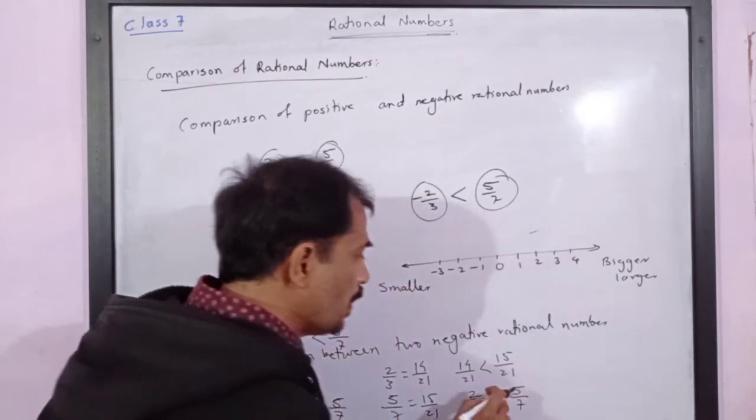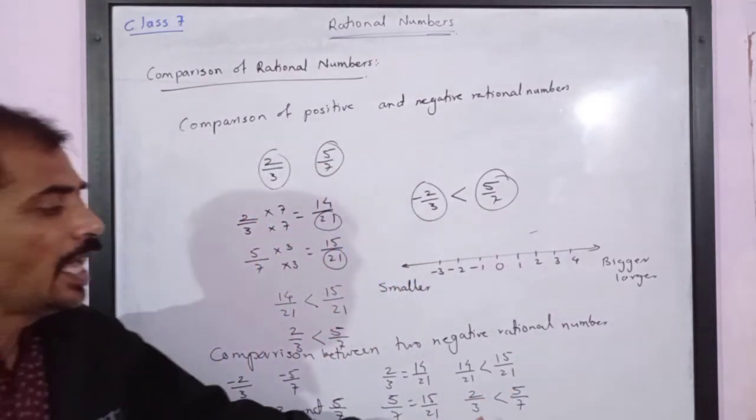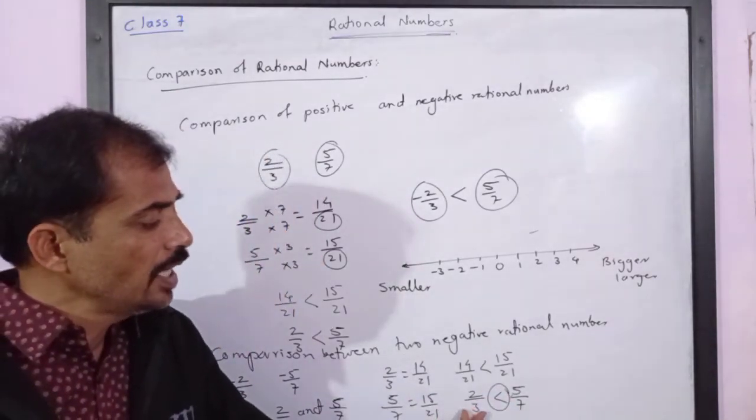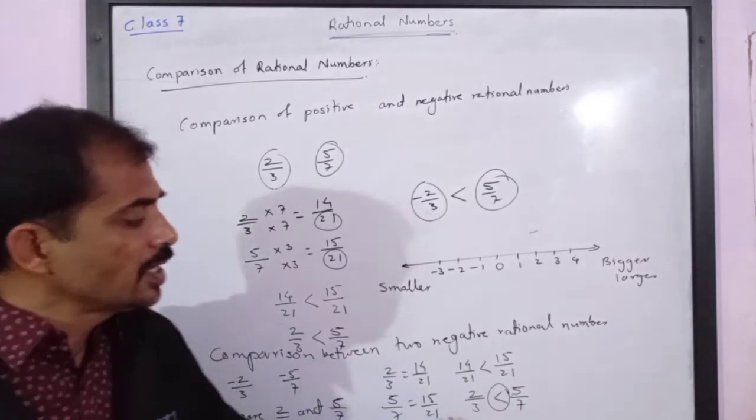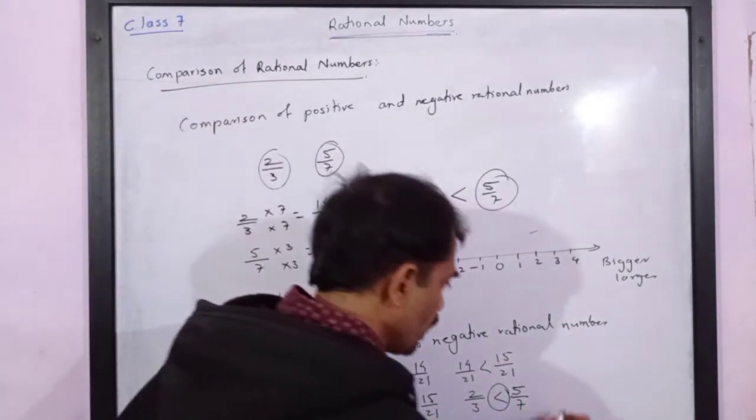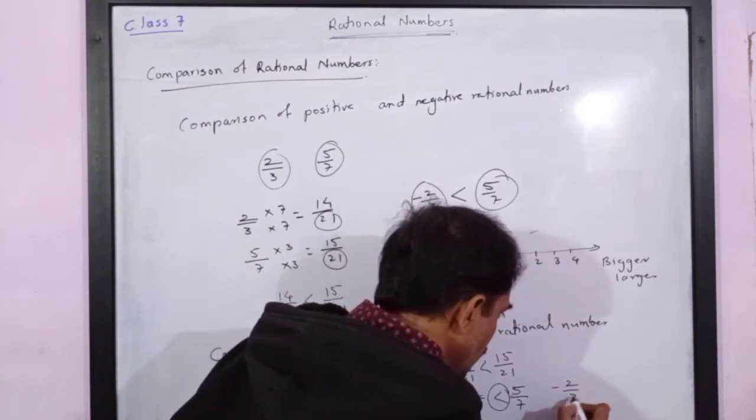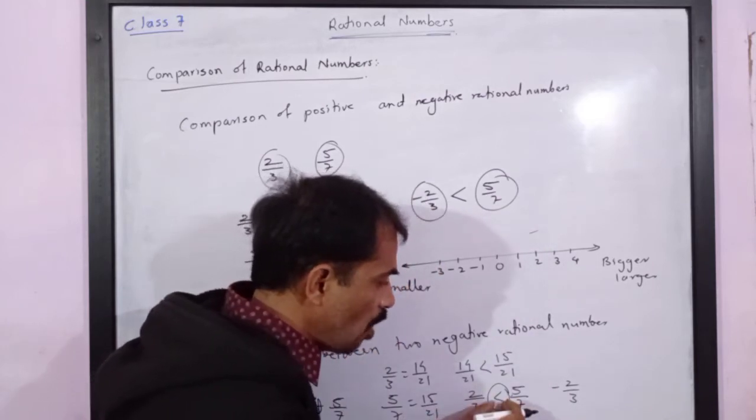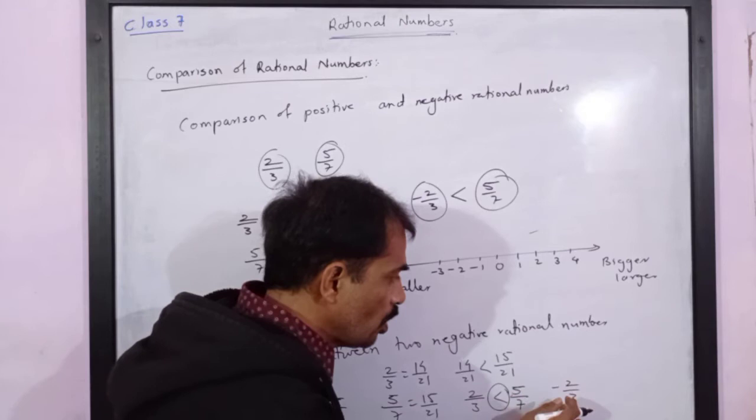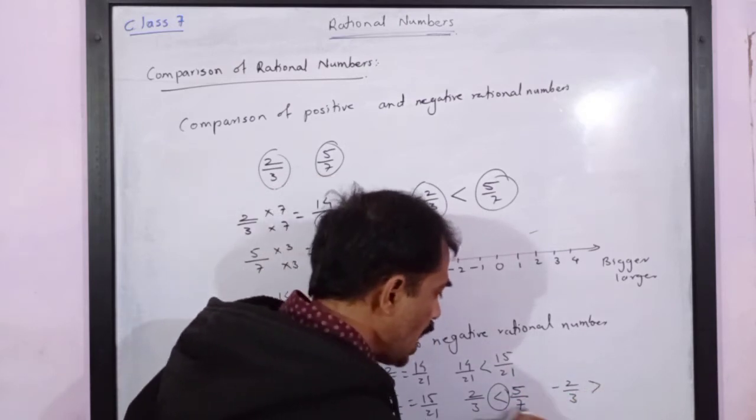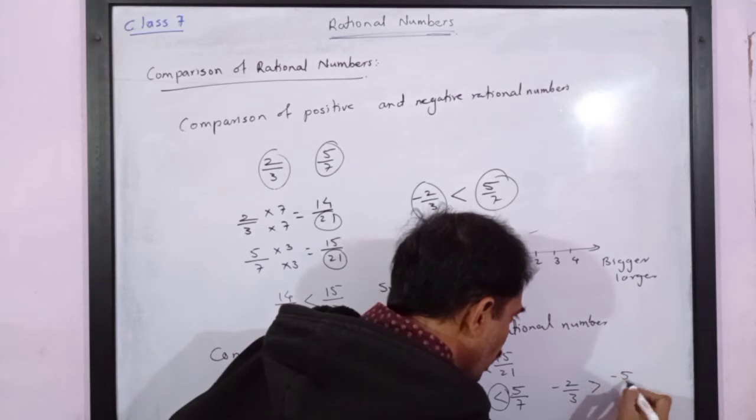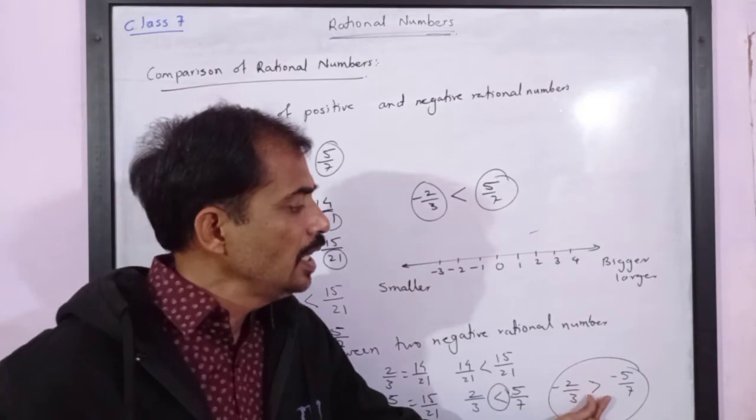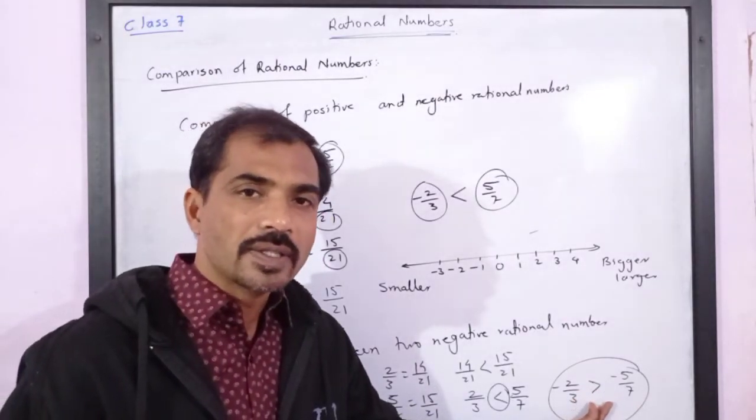Now, if we want to compare the same fractions as negative fractions, then the inequality sign reverses. Please note, whenever there is a comparison between negative numbers, that is, if you take negative 2 upon 3, then we have to reverse the inequality sign. Here 2 upon 3 is smaller than 5 upon 7. So negative 2 upon 3 will become bigger than negative 5 upon 7. Please note, whenever we are comparing negative rational numbers, the inequality sign reverses.